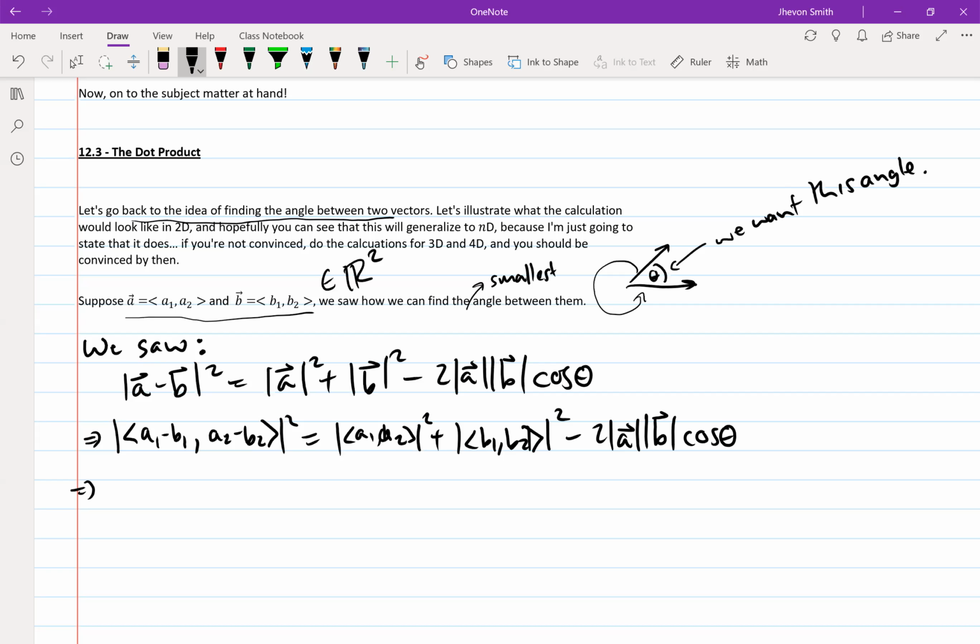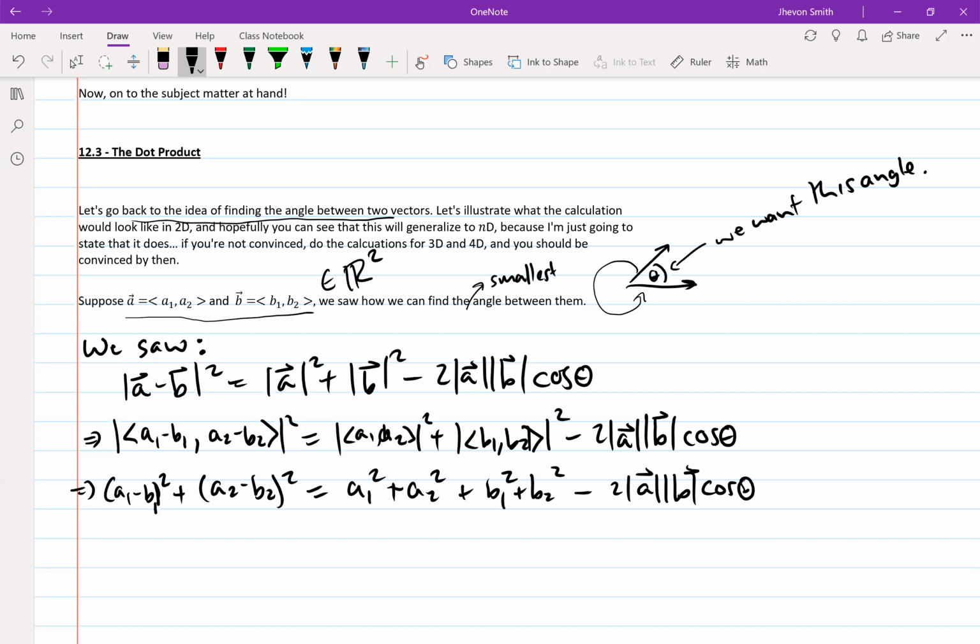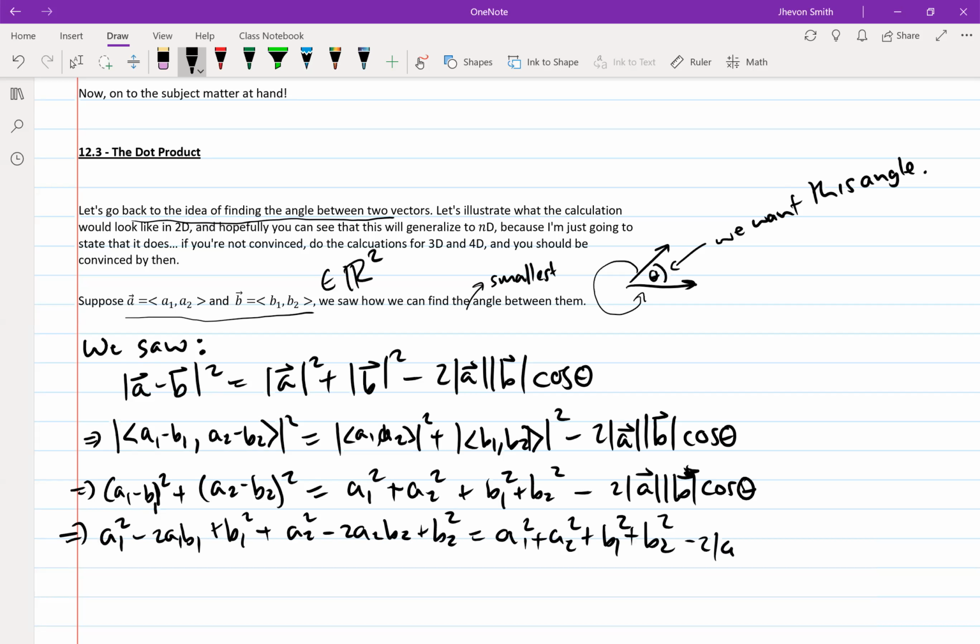So it's just the sum of the square of the components, and square rooted is the length, but we're going to square that. So this is going to look like (a1 minus b1) squared plus (a2 minus b2) squared. This is going to be a1 squared plus a2 squared. This is going to be b1 squared plus b2 squared. This is going to be minus. All right, let's actually simplify. So this is a1 squared minus 2a1b1 plus b1 squared plus a2 squared minus 2a2b2 plus b2 squared. This is going to be equal to a1 squared plus a2 squared plus b1 squared plus b2 squared minus 2ab.